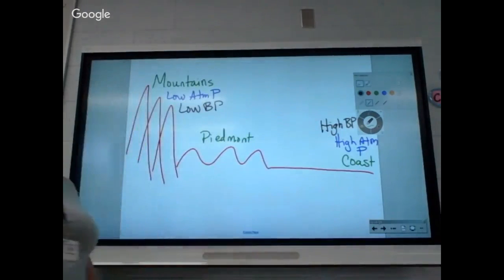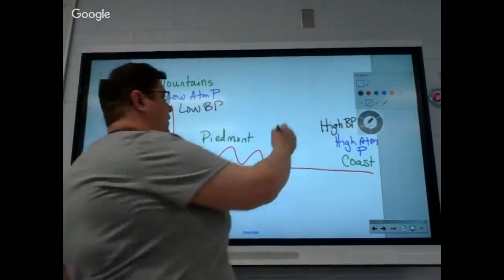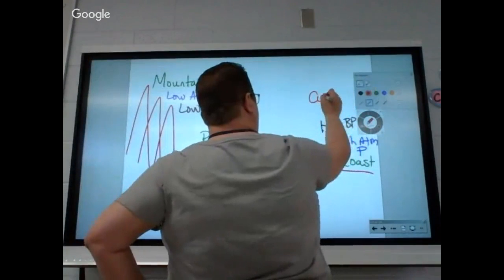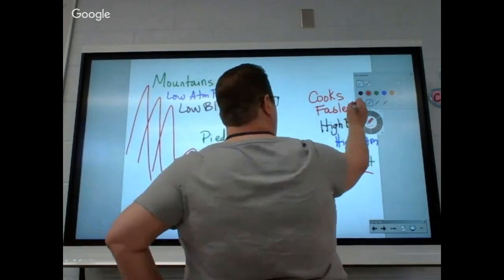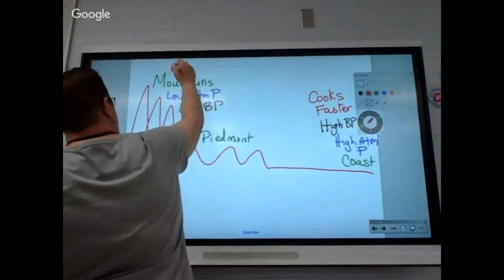So, where's your food going to cook faster? The coast. The mountains. All right, let me ask you this. Does food cook faster at a high temperature or a low temperature? So where's your high temperature at? So it cooks faster down here. People would say in the mountains. All right, and it cooks slower here.